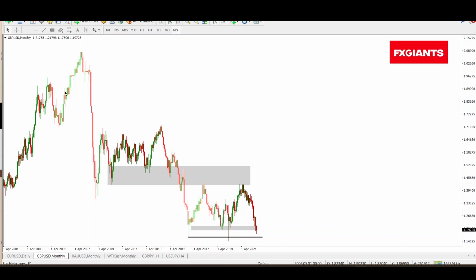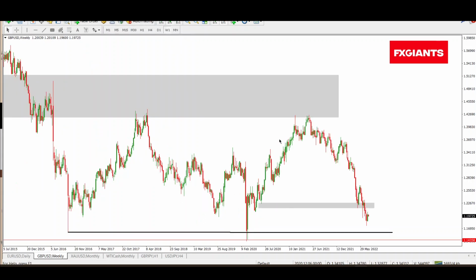Alright, GBP USD as well has been bearish and price has come into a key zone. We are seeing some rejections from that key zone at the moment, but we still have this level which we are expecting price to come to. That's about 1.14358 possibly. Okay, so let's look at it on a lower time frame. This is the weekly time frame.